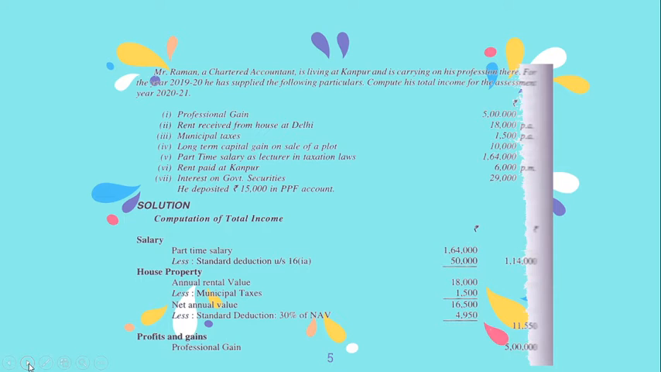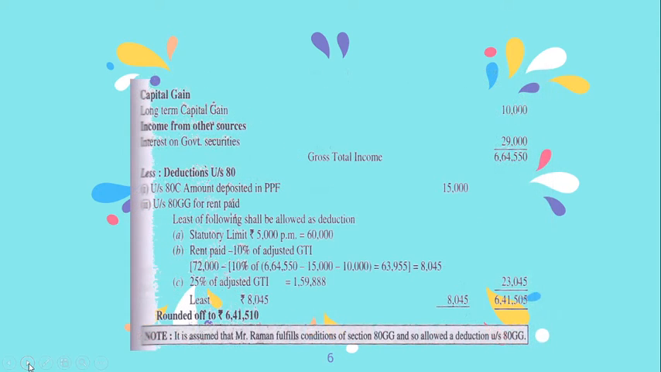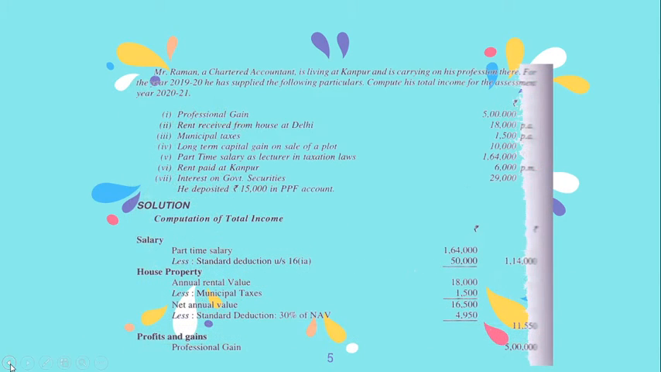Professional income has been computed and it's given to you as 5 lakh. The long-term capital gain is also given to you, 10,000. Other source income, that is interest from government securities, is 29,000. So now the total income is 6,64,550. Now going on to the deductions, we have deduction under section 80C.